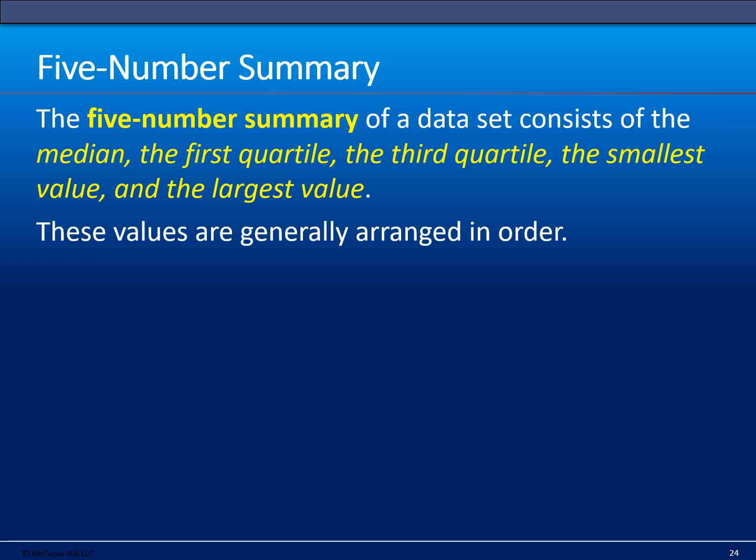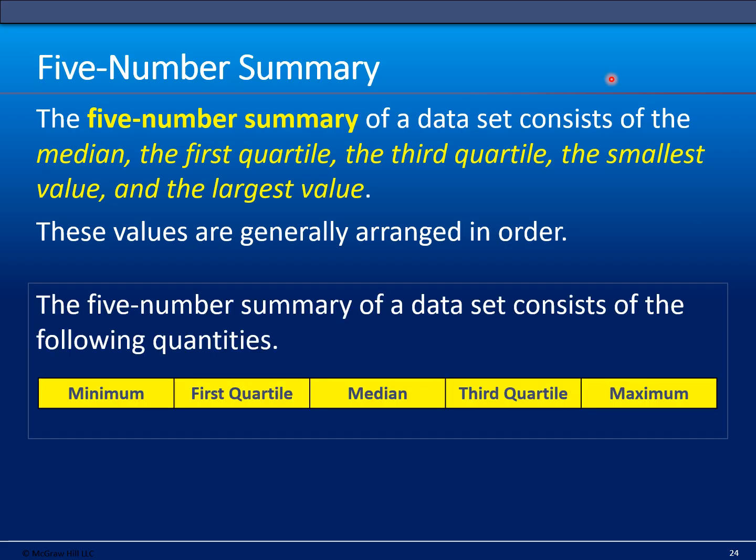The five number summary of a data set is a very common thing we use in statistics, and it just lists out these numbers to give us different ideas of the data. It includes the median, the first quartile, the third quartile, and also the smallest value and the largest value. Typically, these are arranged in order: the lowest value, the first quartile, the median, the third quartile, and the maximum.